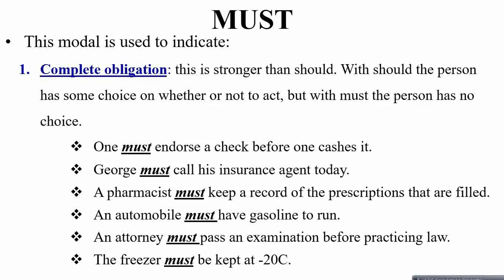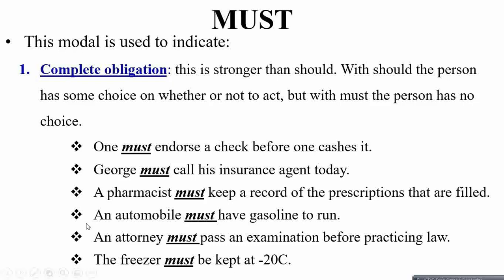Example number two says George must call his insurance agent today. So it means he must be at the point where he has no more days left. That's why he has no other option. He has to call the agent today. Example 3, the pharmacist must keep a record of the prescriptions that are filled. So he has no other option. The pharmacist has no other choice than to keep the record of prescriptions he has been prescribing thus far.